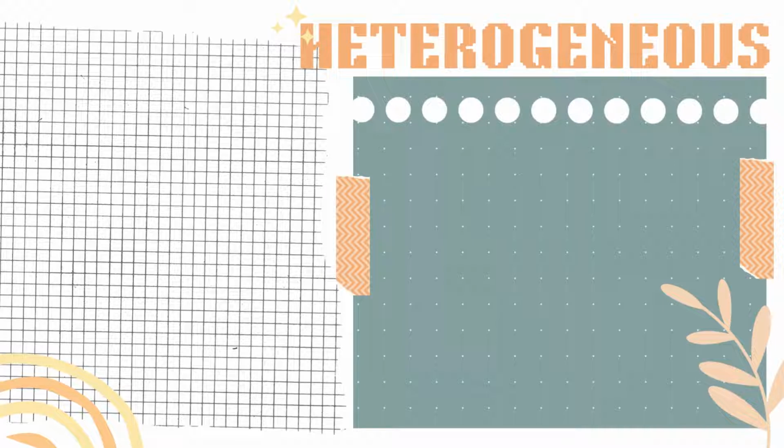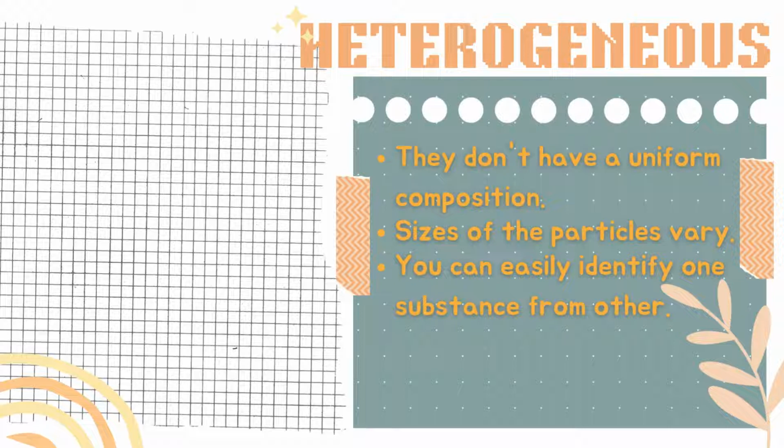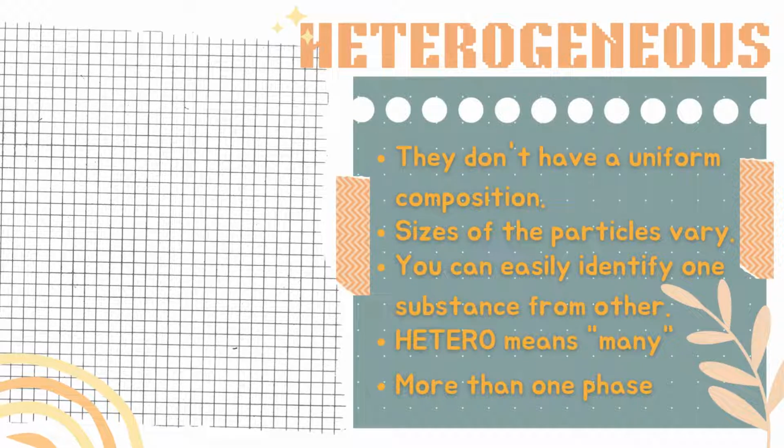Now, let us proceed to heterogeneous mixtures. Heterogeneous mixtures are the opposite of homogeneous mixtures. The components of a heterogeneous mixture do not have a uniform composition, and the sizes of the particles vary. And you can easily identify one substance from the other. The word hetero means many. It means that the substances combined together form many phases. Any mixture that contains more than one phase of matter is a heterogeneous mixture.